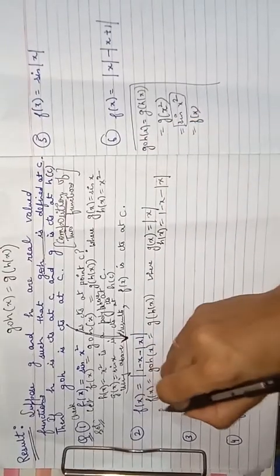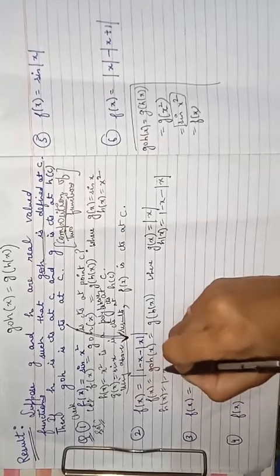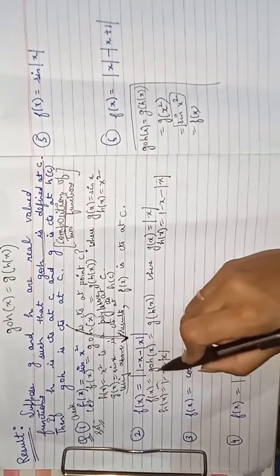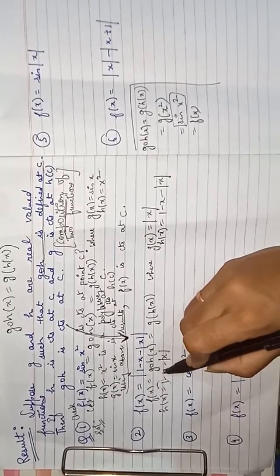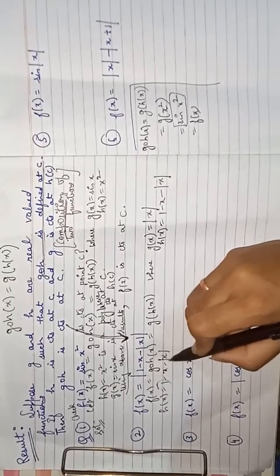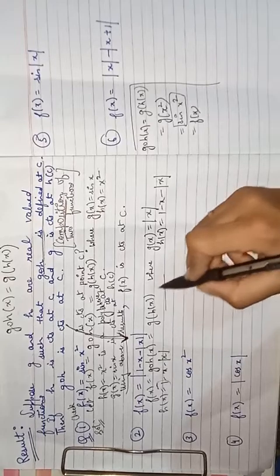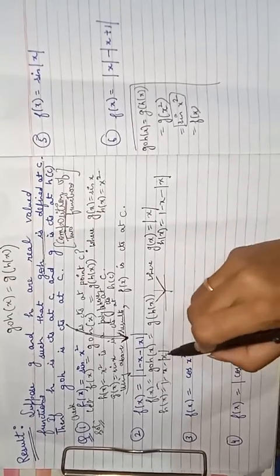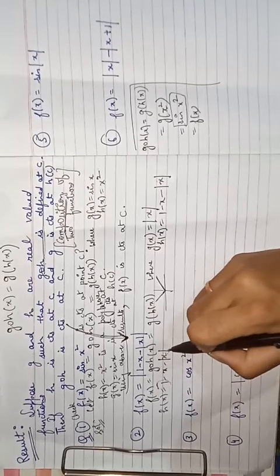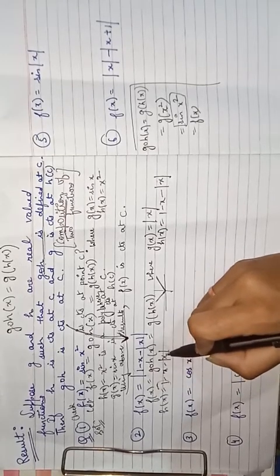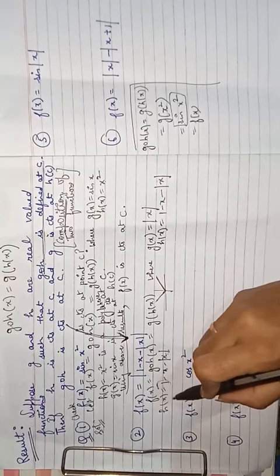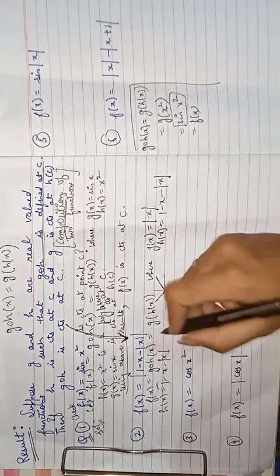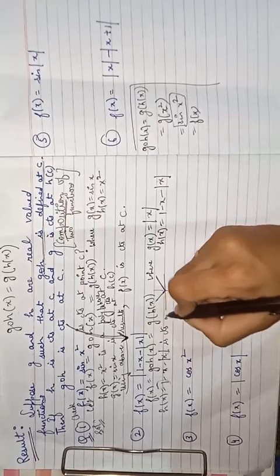Now h of x is 1 minus x mod. 1 is continuous because it is a constant function, x is continuous because it is also a polynomial of degree 1, and mod x is also continuous because you know that it is a graph having V shape. It is also a continuous function. All the 3 functions are continuous, so their subtraction will also be continuous. So you can say that h of x is 1 minus x mod. This is continuous at point c.